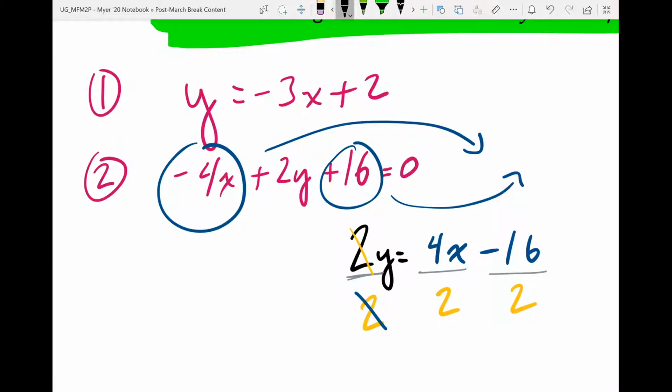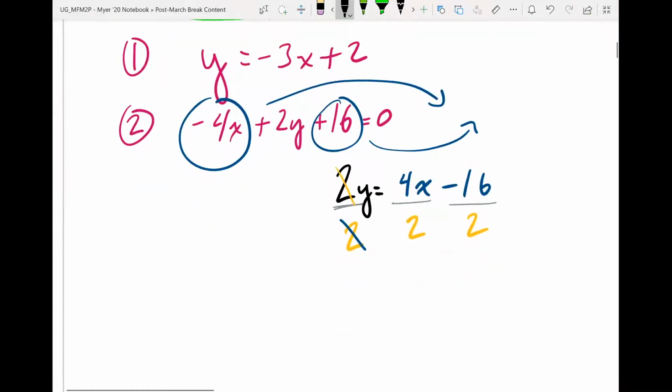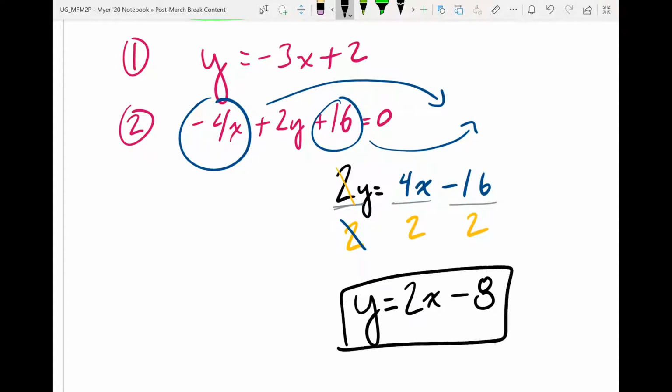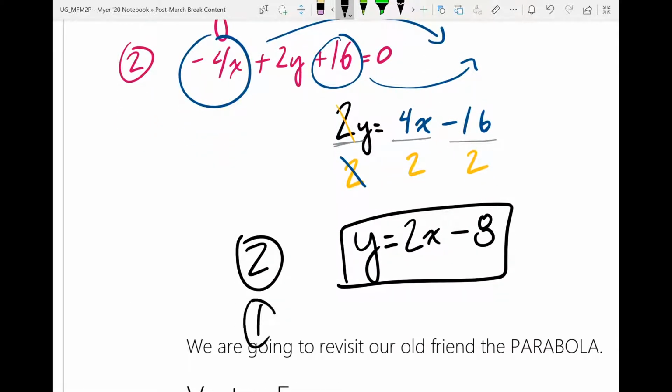So do you know what the last line is going to be then? What's 4 divided by 2? 2. Yep, so we got 2x, and then negative 16 divided by 2? Negative 8. Very good. So there's our second equation. All right, so that's one equation, and we have our other, the first one.